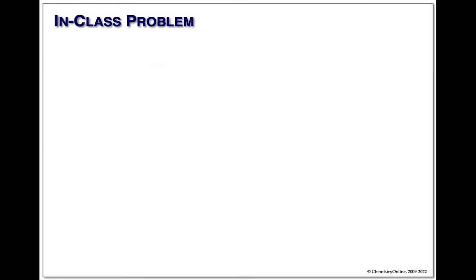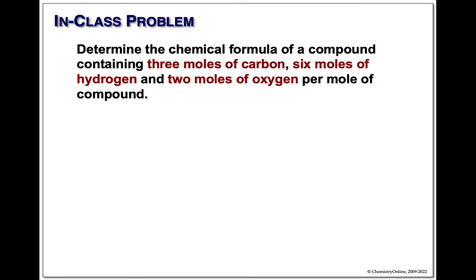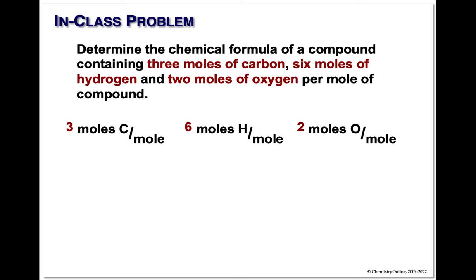One more, simple one. Here we have a compound, 3 moles of carbon, 6 moles of hydrogen, 2 moles of oxygen. We do our C H O. Our first subscript here is number 3. Next we have 6 for hydrogen and 2 for oxygen. It's simply the mole ratio for a mole of the compound.